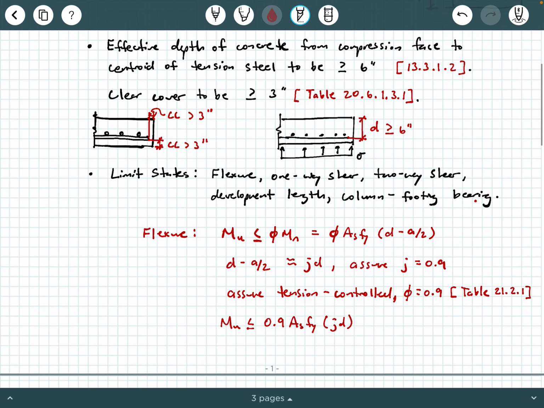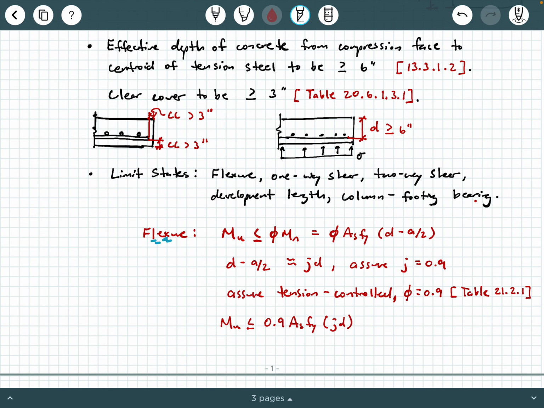Let's talk about the limit states, okay? So this is where we get into more of the design calculations. When we talk about limit states, we've got a list of them here that we're gonna need to check. We have the flexural limit state, okay? So, you know, the footing is trying to flex. We have one-way shear. We have two-way shear. We have the development length associated with the flexural reinforcement. And then we have column to footing bearing, all right? So let's talk about each one of these.